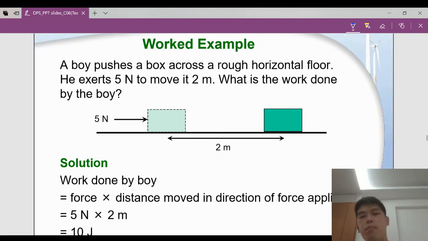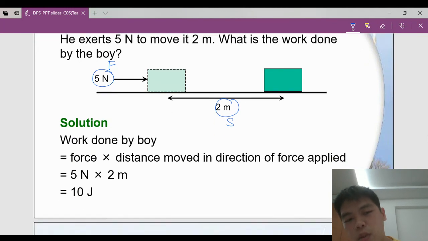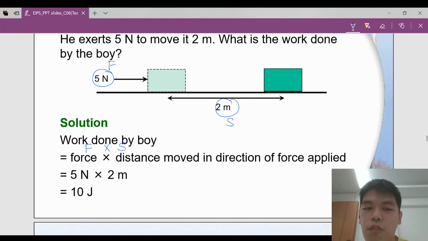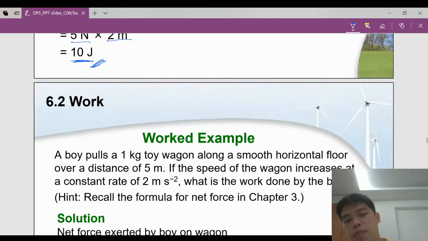Okay, let's look at one example. A boy pushes a box across a rough horizontal surface. He exerts 5 newtons to move it 2 meters. What is the work done by the boy? So he exerts 5 newtons. This is the force on the box. The box moves 2 meters. This is the distance. So we write down the formula. W equals force times distance. So the force is 5 newtons. The distance is 2 meters. So he put in 10 joules. Easy. Make sure they must be in the same direction. Next.